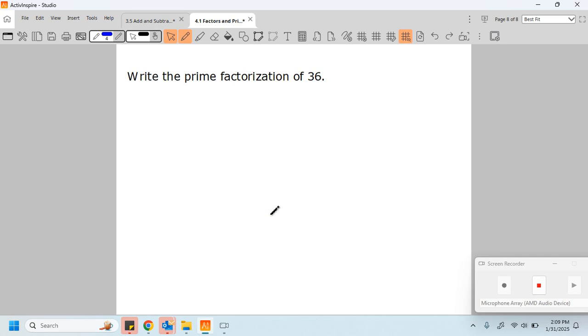Okay, 36. 36 gets broken down into 6 times 6, which is 2 times 3 on both of them. So we have 2 times 3 times 2 times 3. Well, there again, the bases are 2 and 3. You have two 2s and two 3s. So that's the prime factorization of 36.